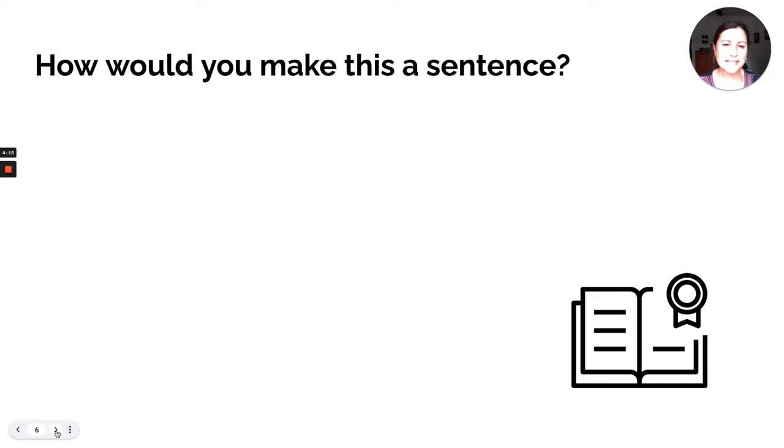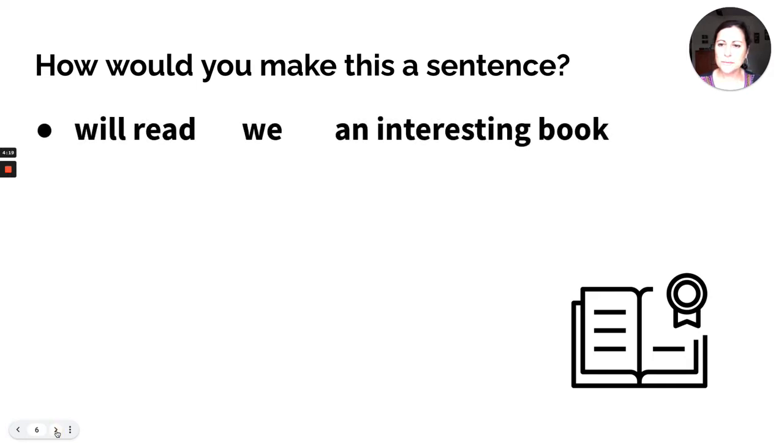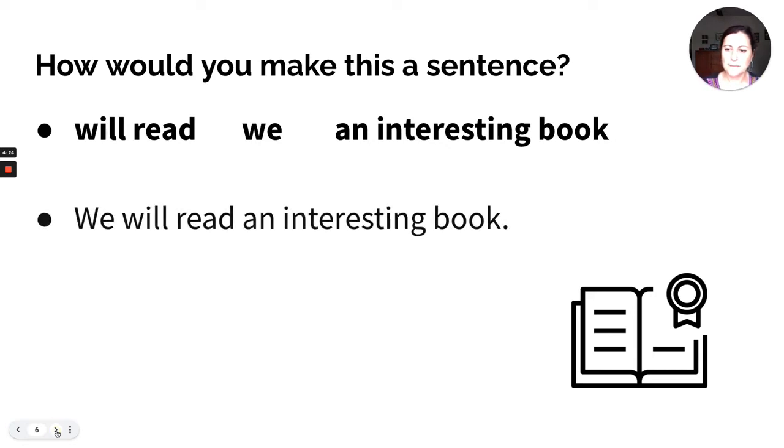Okay, let's practice. How would you make this a sentence? We'll read an interesting book. We will read an interesting book. We want the subject, the verb, the action, and then the complete thought. What will we read? An interesting book.